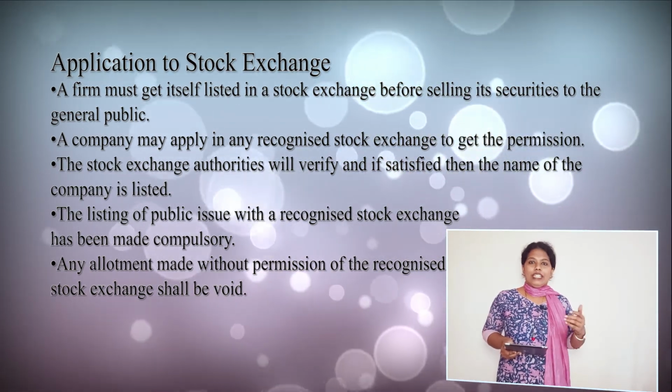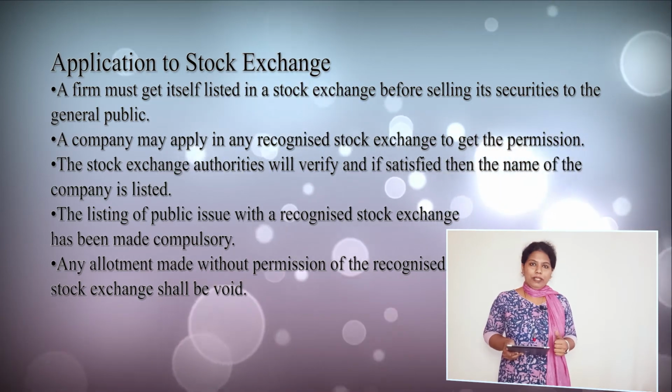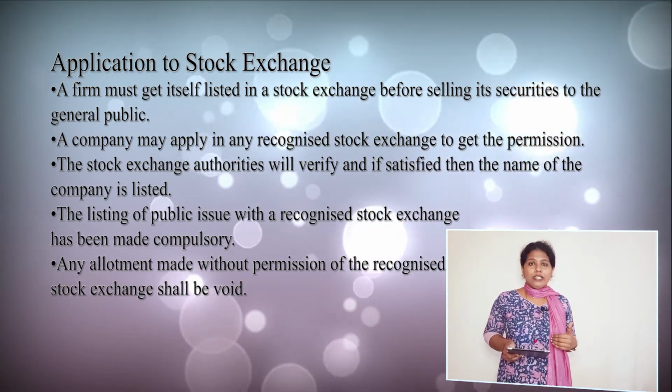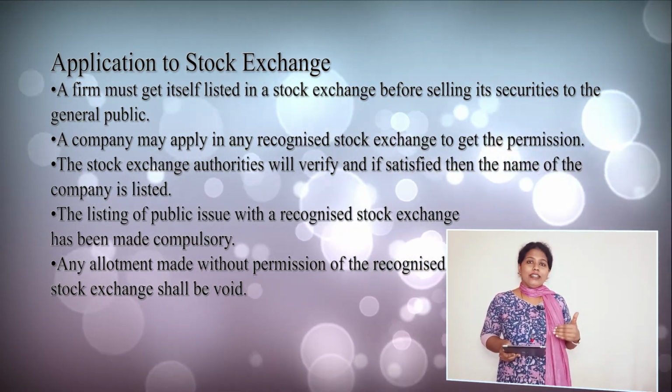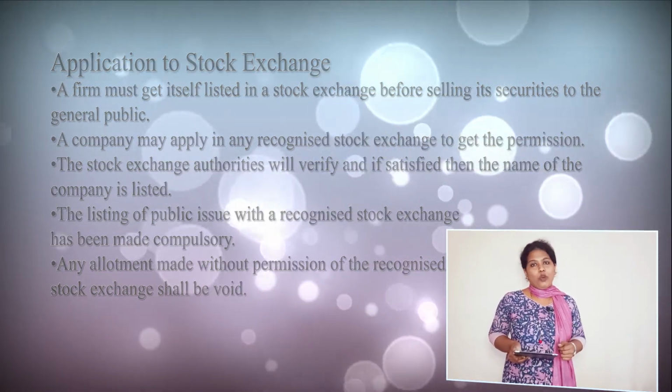Only then they will be able to issue shares or debentures towards the public. Any allotment made without getting their name listed in the recognized stock exchange will be regarded as void. Is that clear? So the fifth step is to give an application towards the recognized stock exchange to get their securities listed. The last step in the capital subscription stage is allotment of shares.